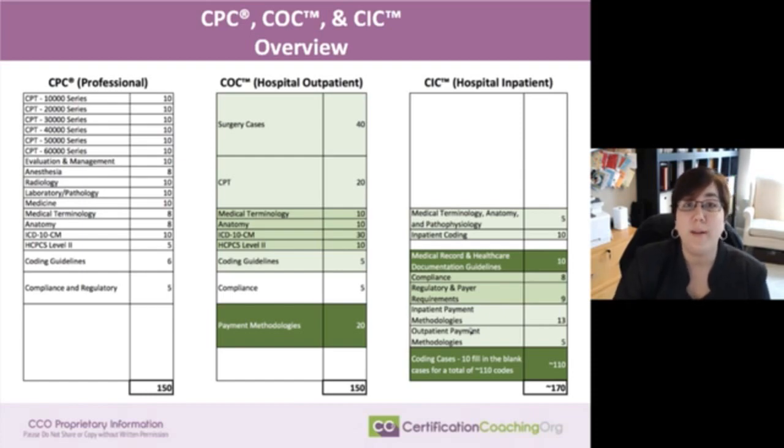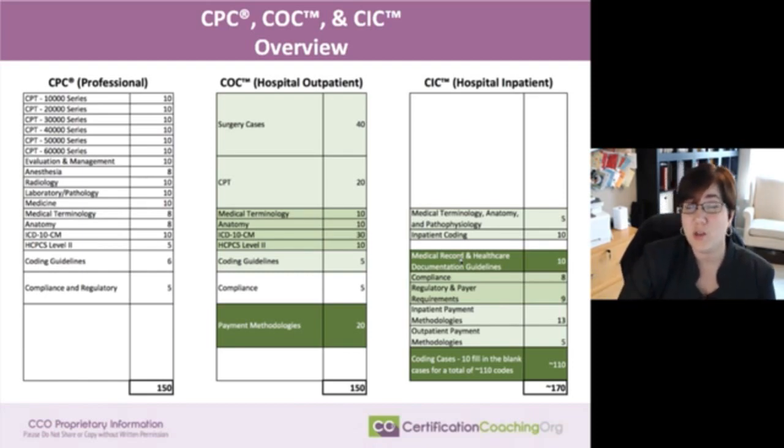The 2 new areas they ask about on the CIC, well, we've got those 10 coding cases. Not that that's really new because it's still coding information, but this is where we're adding in PCS codes for the first time, and they're no longer multiple choice. So that's a big difference. The other area that's a little different, on the other exams, they ask about coding guidelines. On the CIC, they ask about medical record and healthcare documentation guidelines.